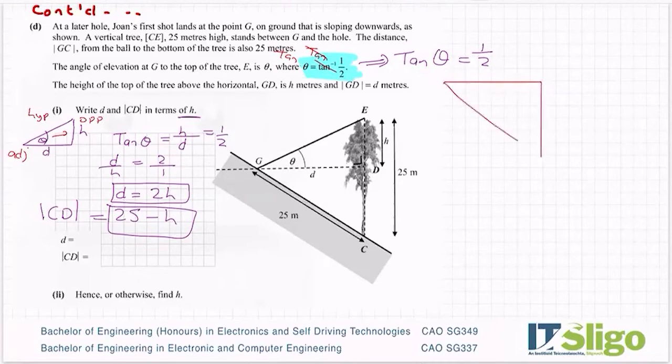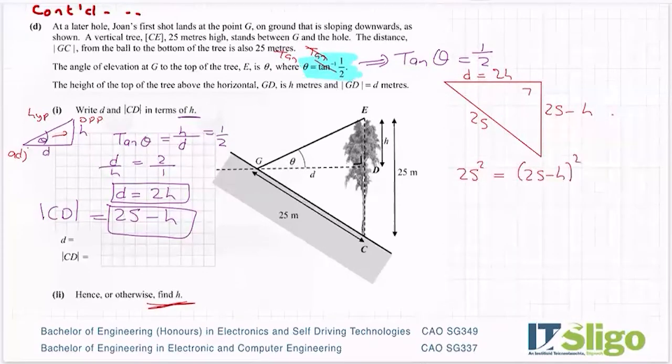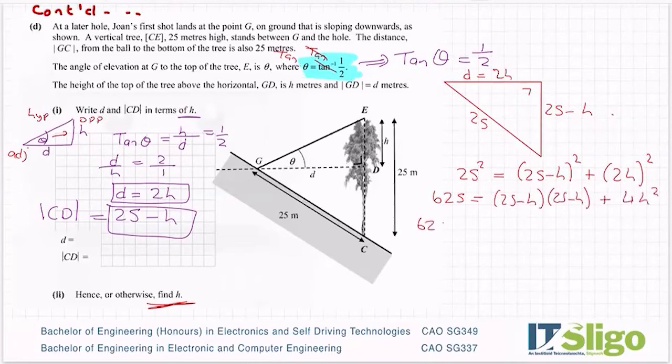So I'm drawing that bottom triangle here now. This side is 25, this is D, which we know is 2H, and this is 25 minus H. So to find H: 25 squared is equal to 25 minus H all squared plus, in terms of H, 2H squared. Let's see, do we get a quadratic for this now? So 25 squared is 625 equals 25 minus H by 25 minus H, don't make that mistake, plus 4H squared. So 625 is equal to 625 minus 25H minus 25H plus H squared plus 4H squared.